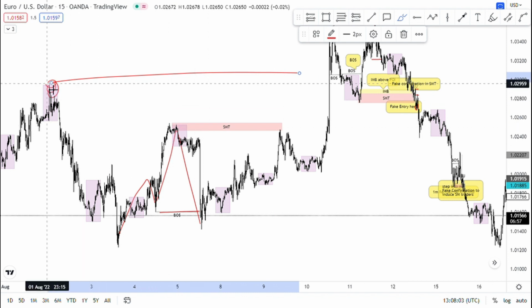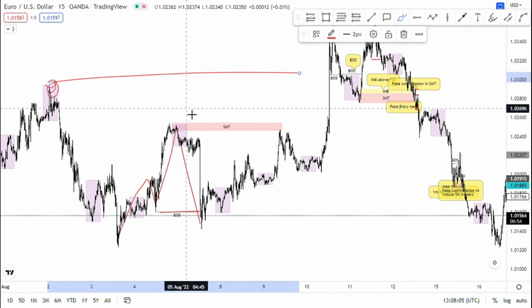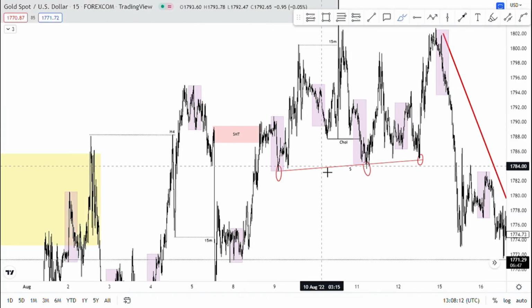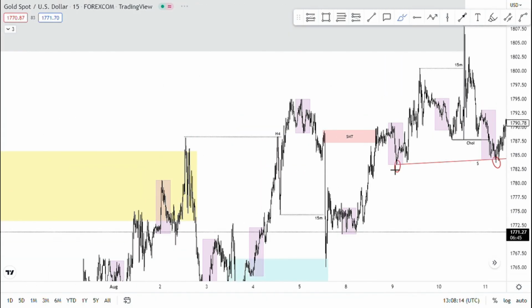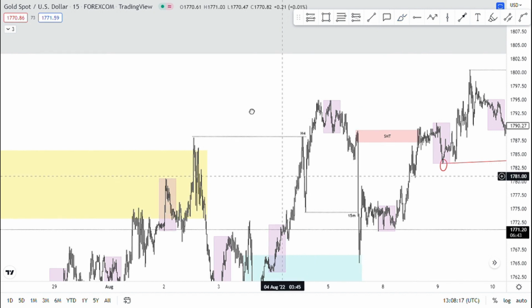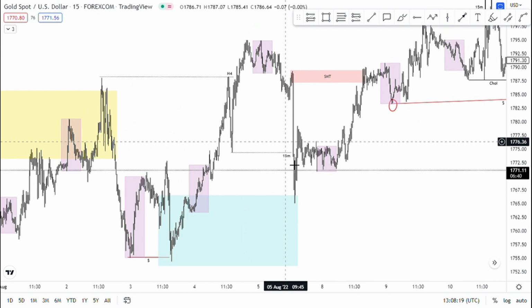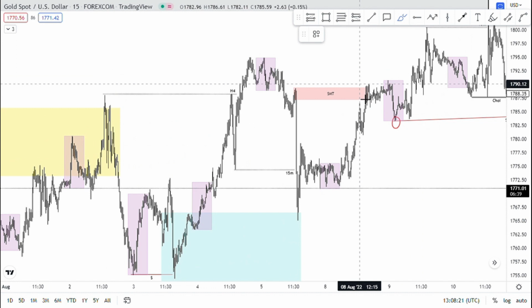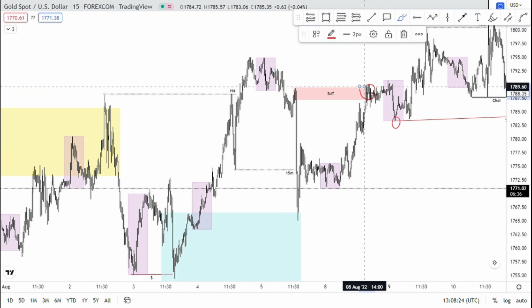Probably you may argue that this is not clear enough. Let me show you what happened on gold. So here on gold, somewhere last week, look at what happened in here. Believe me, a lot of traders were looking forward to sell from this level. Meanwhile, you're not supposed to do that.